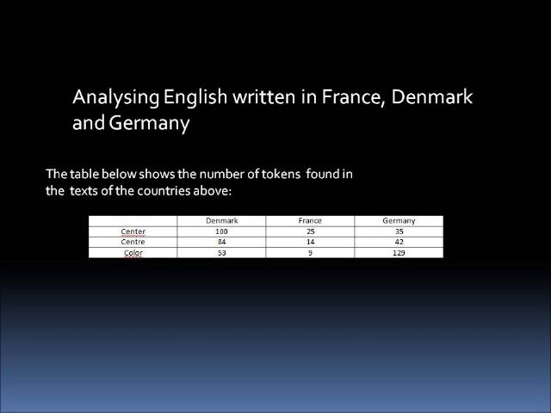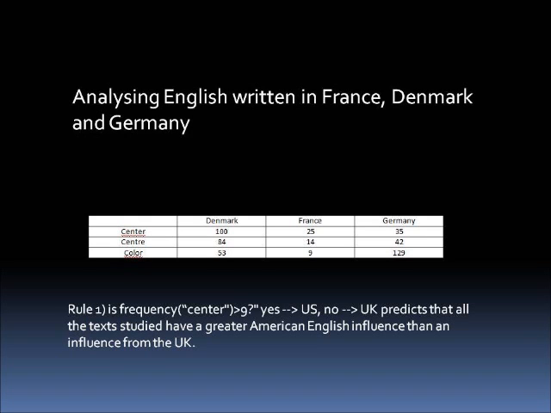The table here shows that the US has more influence over spelling in these 3 countries, apart from in the case of Germany, where the spelling of centre is our spelling of centre. There were enough tokens of centre spelt the American style in all 3 countries to assume that, according to the rule, the influence of the US was greater than that of the UK.